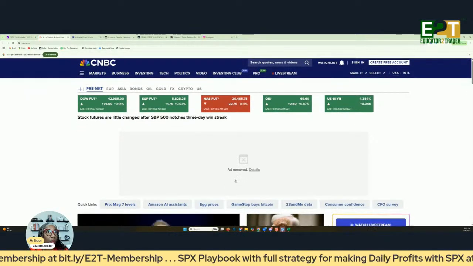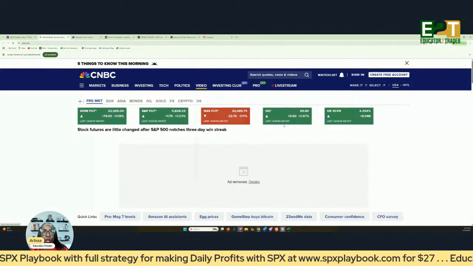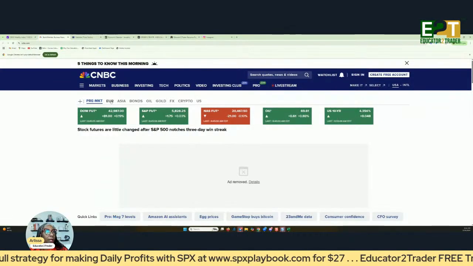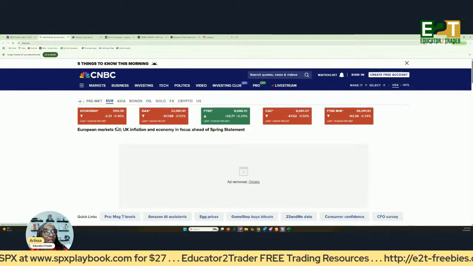The ad was removed. I don't know why. Usually they tell us the top stocks, but that isn't here. Oil is green. 10-year bonds are green. Let's see what Europe has. European markets mostly red. FTSE is the only one that's green.